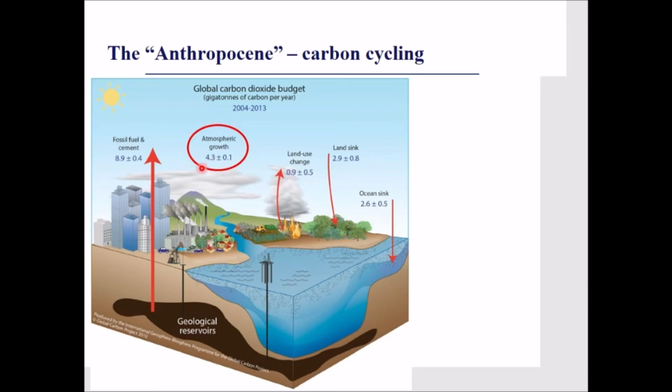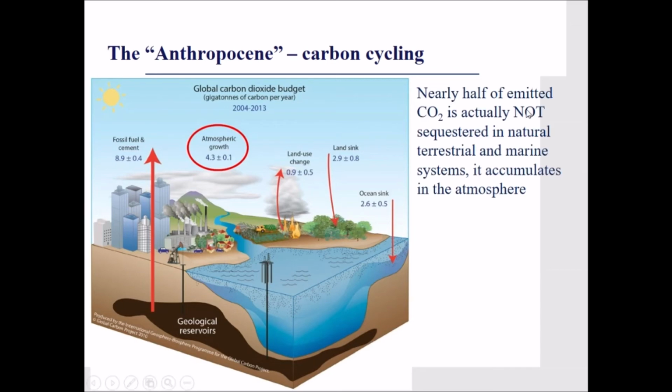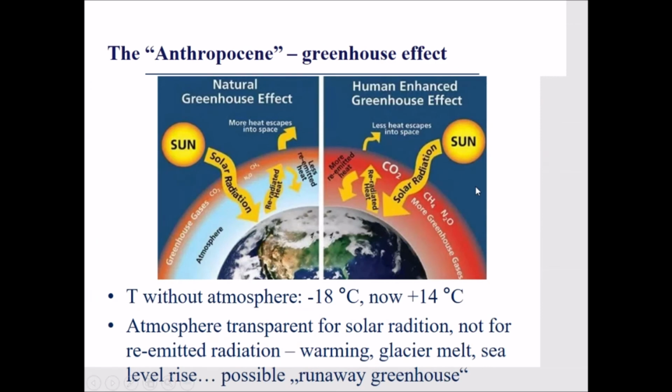So we got a net atmospheric growth of 4.3 gigatons of carbon per year in the atmosphere, and this leads to massively increased CO2 concentrations in the atmosphere. Nearly half of the emitted CO2 is actually not sequestered, so not fixed again, in natural terrestrial and marine ecosystems, and accumulates in the atmosphere. And this leads to what we call the greenhouse effect, responsible for climate change. As we already said, it's good that we do have some greenhouse effect. There is also a natural greenhouse effect, which is driven by, for example, volcanic emissions of CO2 or natural emissions of methane. Yeah, and we have these greenhouse gases naturally around our planet.